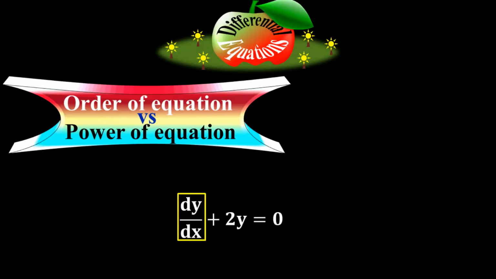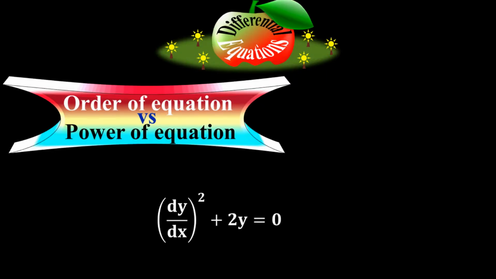But what about the power? Power is actually the power of the highest derivative term. I repeat the difference. Order of differential equation is the number of the highest derivative term, and power of the differential equation is the power of the highest derivative term. Look at here. The power of dy/dx is 1. dy/dx is raised to the 1, and therefore, the power of this differential equation is 1.